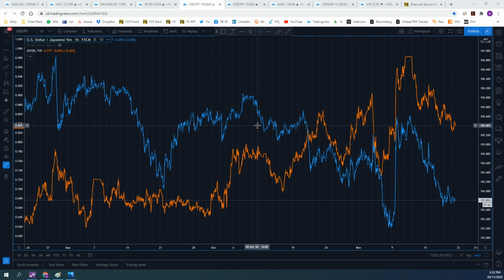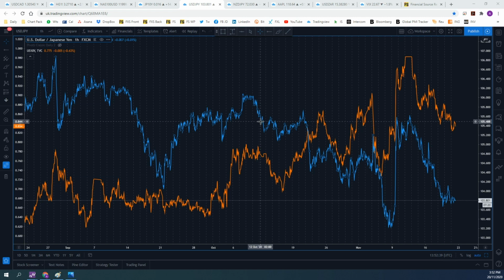Now, the correlation between the USD yen and the US 10-year mostly just comes down to the interest rate differential between the US and Japan. Or the interest rate differential or the bond yield spread between the US 10-year and the Japanese 10-year, otherwise known, like we said, as the bond spread. So it's not just because of the US 10-year, it's actually looking at the spread between the two yields.